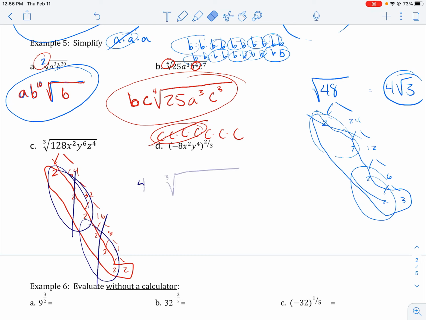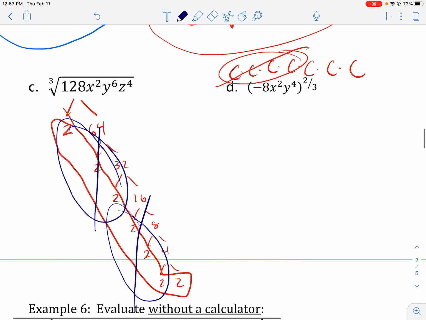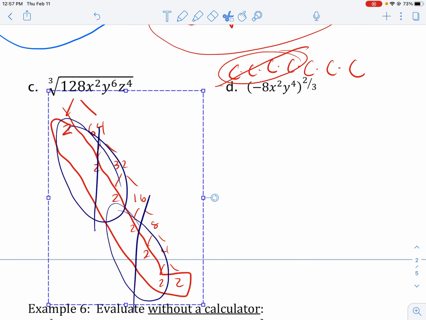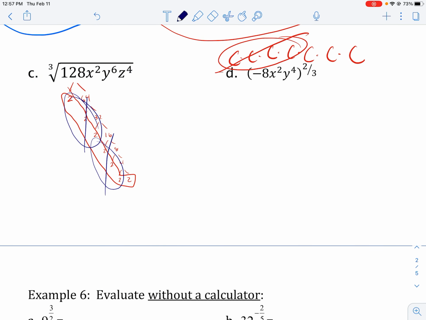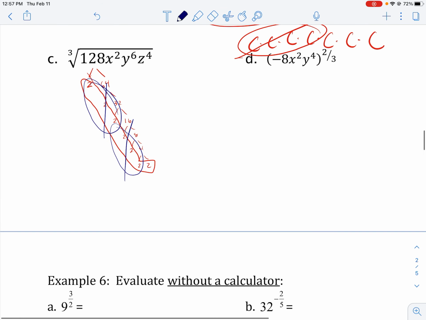Oops, I'm writing over on the other side. That's the only negative part about the hockey stick method, is it does take up lots of space here. Let me see if I can make that go a little smaller. There we go. Now let's take a look at our x's. How many pairs of 3 do I have in there? None, right? So let me rewrite this here. So we got 4, cube root of 2 left behind, and we got 2x squared left behind, because we can't take a pair of 3 out of 2.